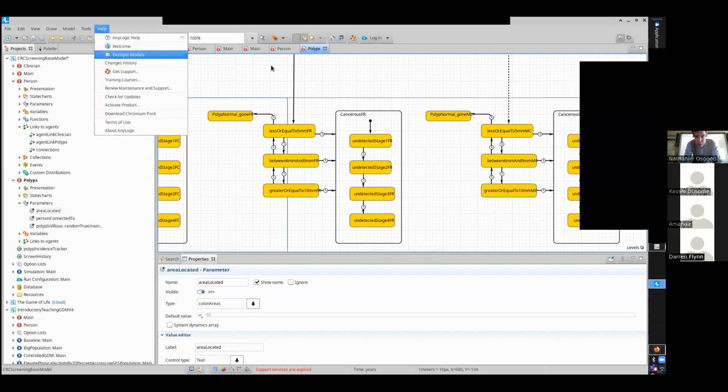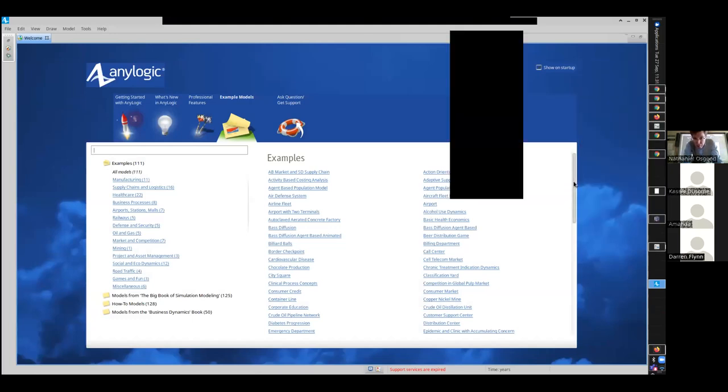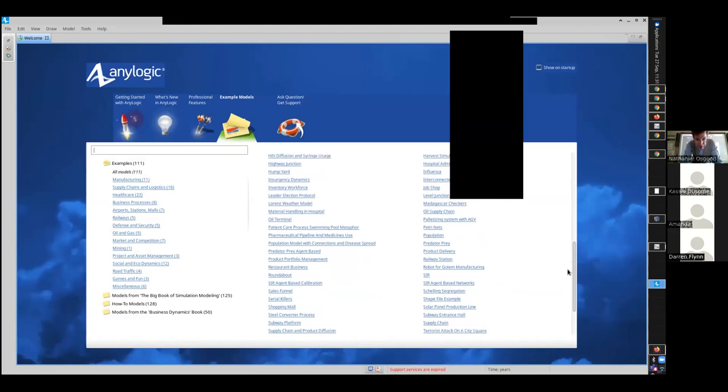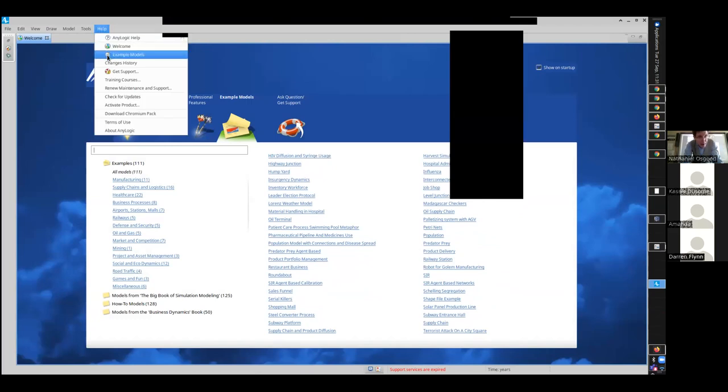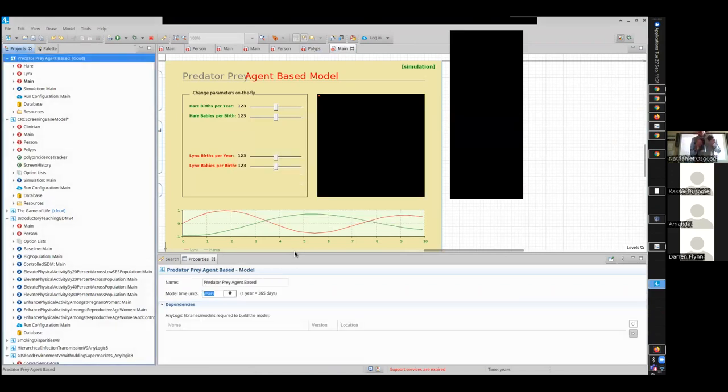So I'm going to go to help and example models. And if you go down to predator, prey, agent based, here it is. So what did I do? I did help, example models, and I clicked and I drew down to predator, prey, agent based. So I'm going to open that up. Okay, so predator-prey agent-based illustrates some features of state chart, but with a twist. So let's go take a look.